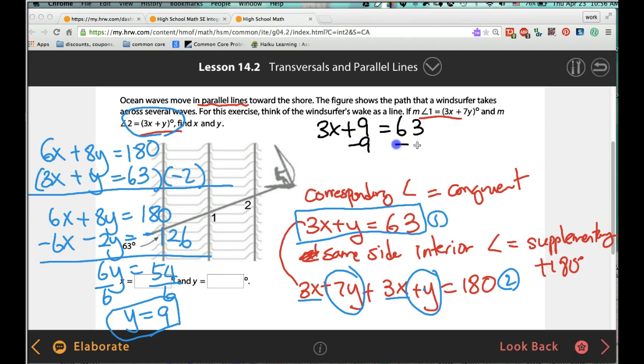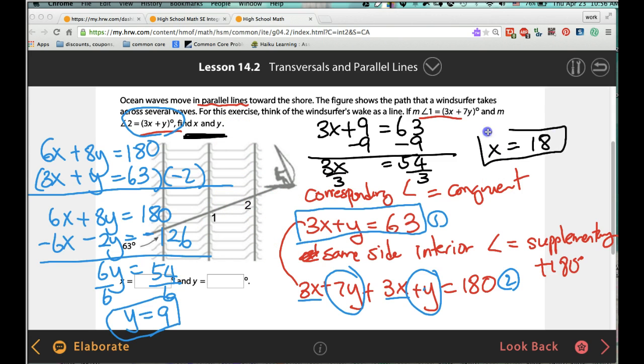So from here, we have to subtract 9 from both sides. So 3x is equal to 54, right? And if we divide both sides by 3, x is now equal to 18. Okay, so the question said find x and y. It didn't say find the measure of angle 1 and 2. Keep that in mind, okay? So x is equal to 18 degrees and y is equal to 9 degrees. And that will be your answer that you have to plug in right here, okay?